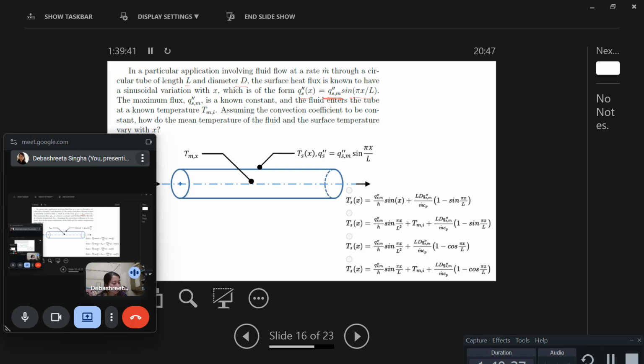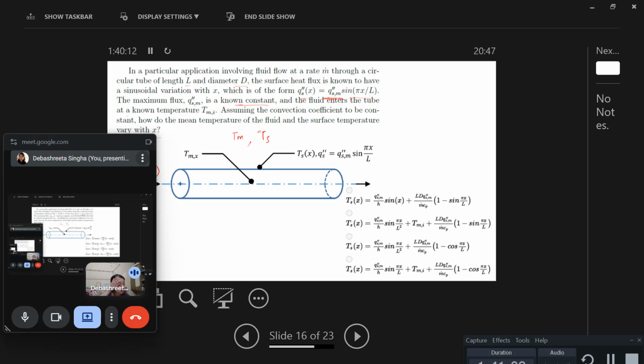Qsm, the maximum flux, is a known constant, and the fluid enters the tube at a known temperature Tmi. This is known, and the maximum flux is also a known constant. Assuming the convection coefficient to be constant, how do the mean temperature of the fluid and the surface temperature vary with x? That means the mean temperature is Tm and the surface temperature is Ts. How do they vary with x?